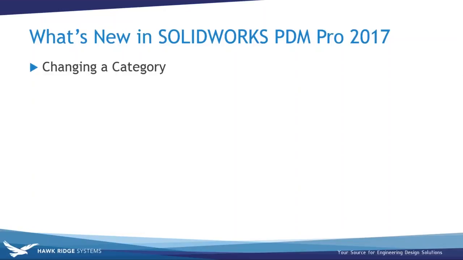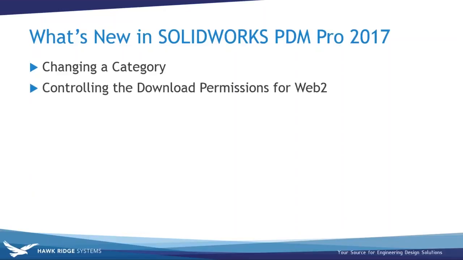There's now an ability to change the category. So if you've ever asked for that feature where you wanted to be able to switch the category for a file, you can do that now. There's controlled permissions for downloading from Web 2. This is another one that customers asked for within Web 2. Maybe you have a client that you want to have access to view files in the vault, but you don't want them downloading the files. There's now permissions that you can use to control that.